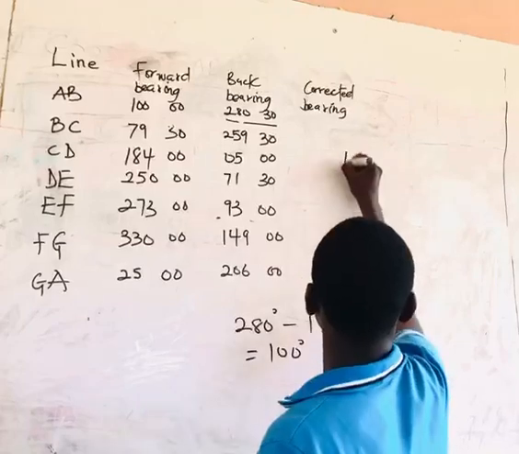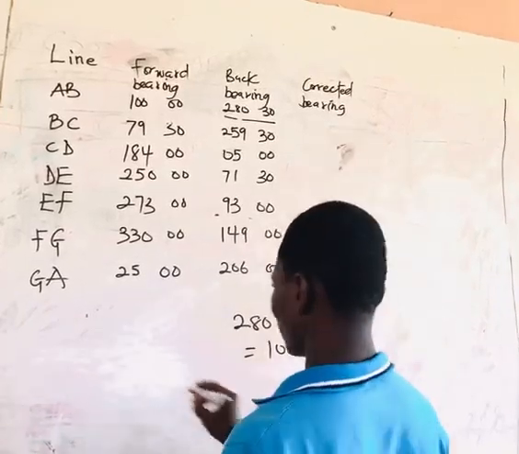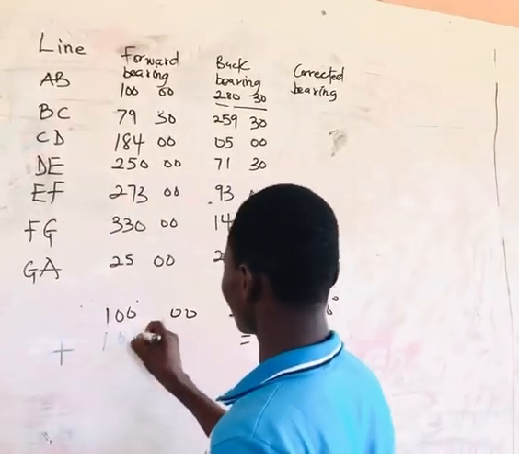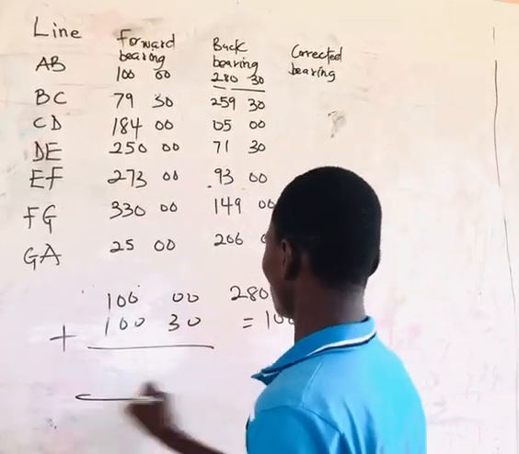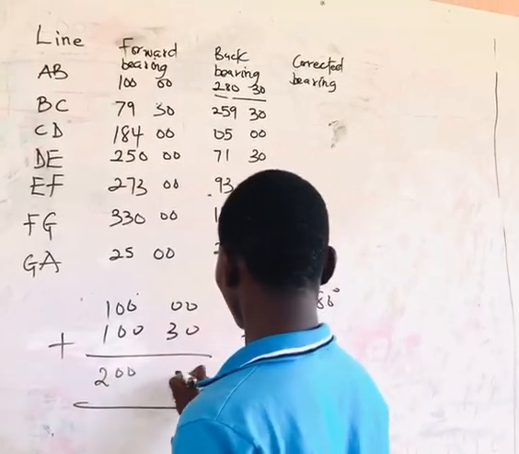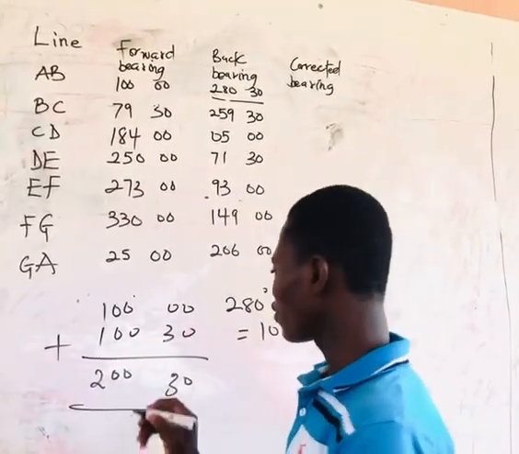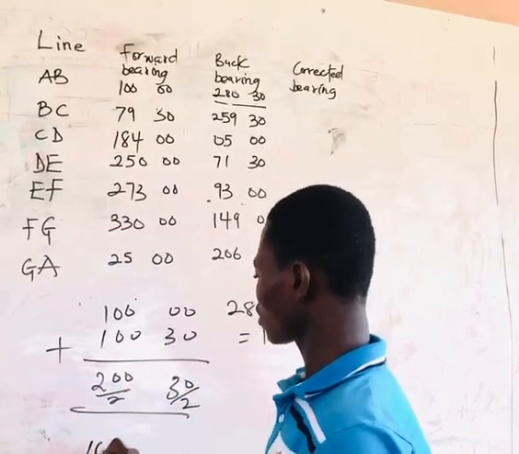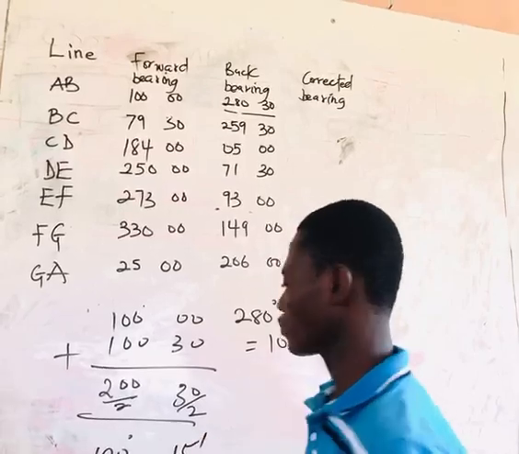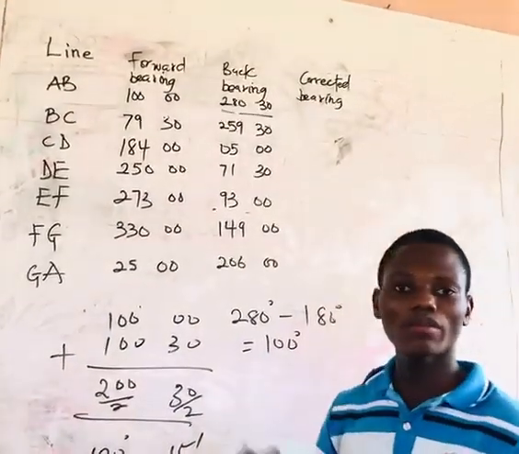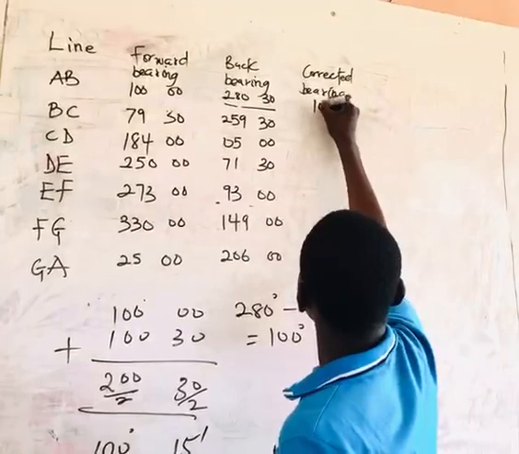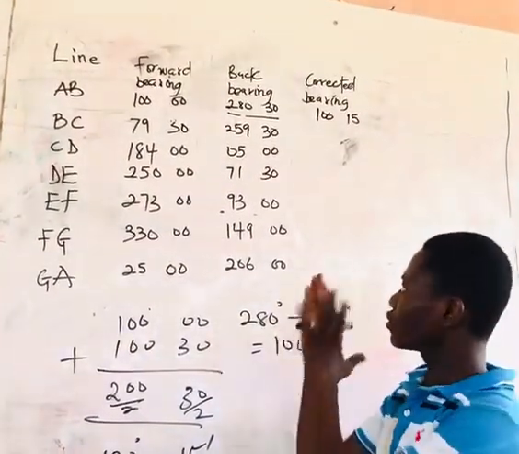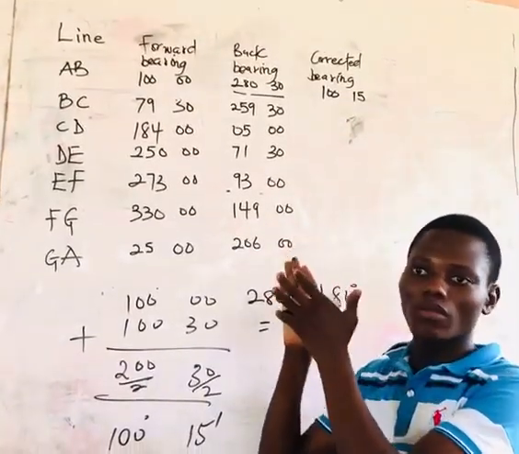So 100 degrees 0 minutes plus 100 degrees 30 minutes will give you 200 degrees 30 minutes. You want to find the average, so you divide both by 2. In this case, we are going to get 100 degrees 15 minutes. So the corrected bearing becomes 100 degrees 15 minutes, and that is the way of correcting this forward bearing.